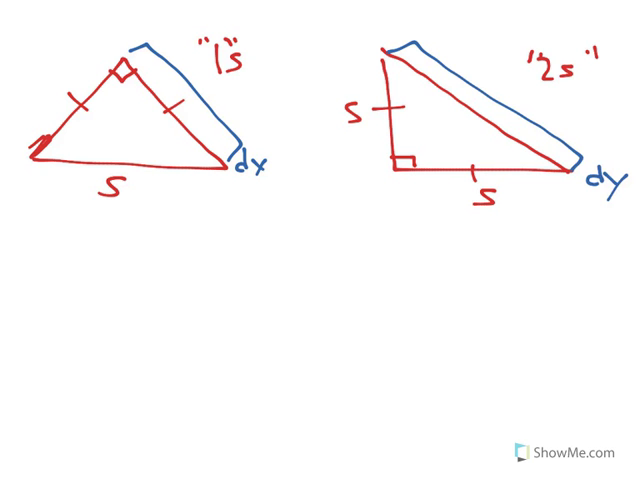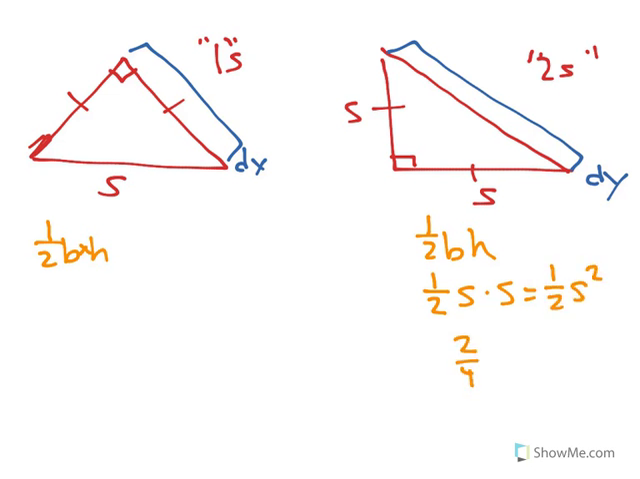So the problem is, I don't necessarily know what it's going to be. Well, if I draw this line here, I know it's 1/2 base times height. On this second triangle, I'll show you why it's pretty straightforward. It's going to be 1/2 the base, which is S, times the height, which is S, which equals 1/2 S squared. I'm going to write it as 2/4 S squared, and you'll see why in a minute. So the volume is 2/4 S squared dx.